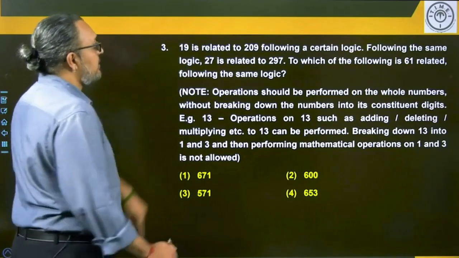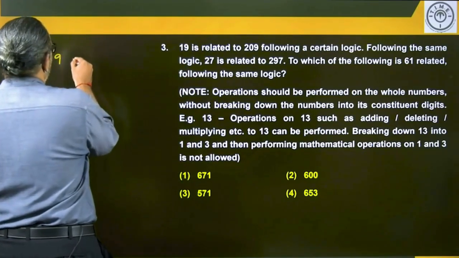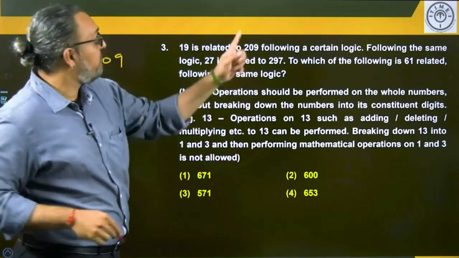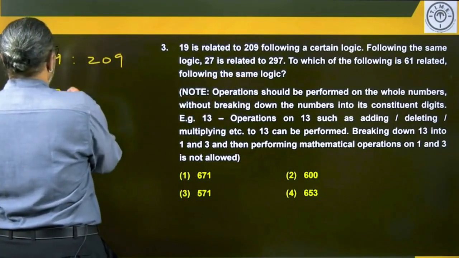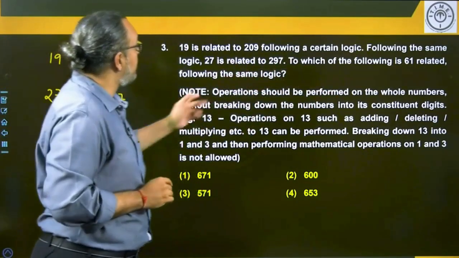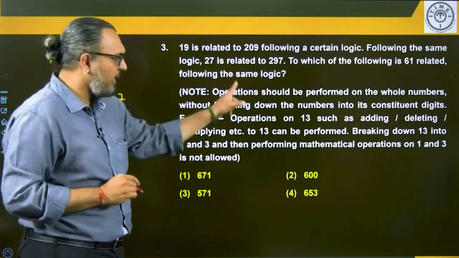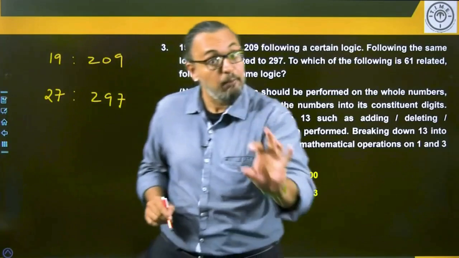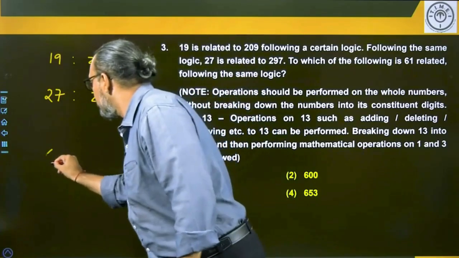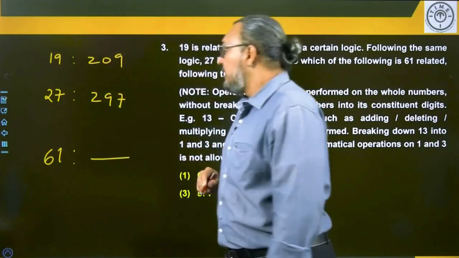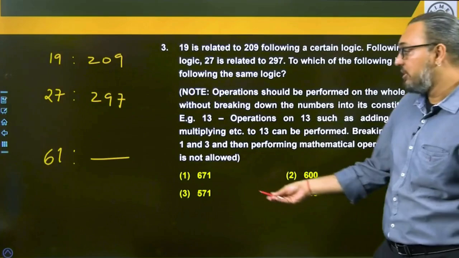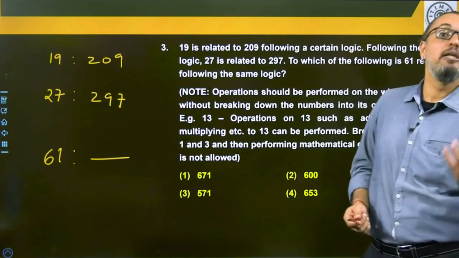Now, check 19 is related to 209 following a certain logic. Following the same logic, 27 is related to 297. Now, to which of the following is 61 related following the same logic? And again, the note is the same. We have to do operations on numbers and not as digits. So, he says 61. Okay, 61 is related to what? Now, again, if you observe the options, see, the numbers are very big numbers. From the number 61 to these are very big numbers.